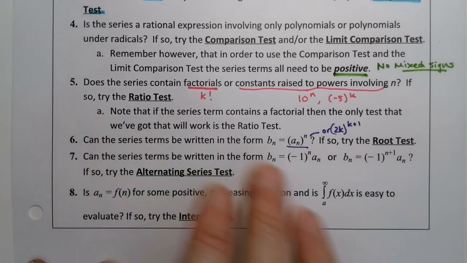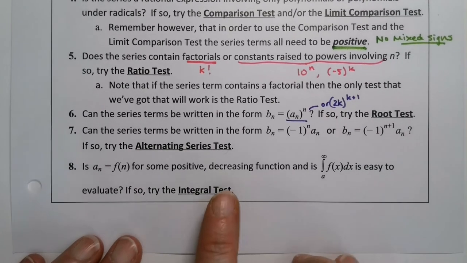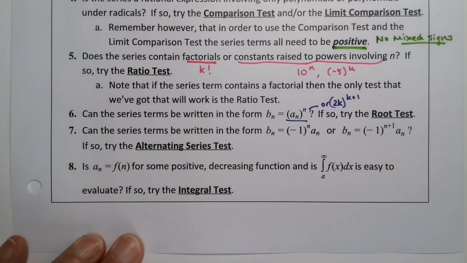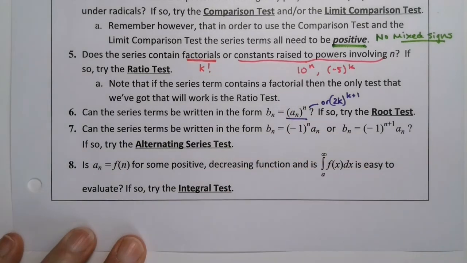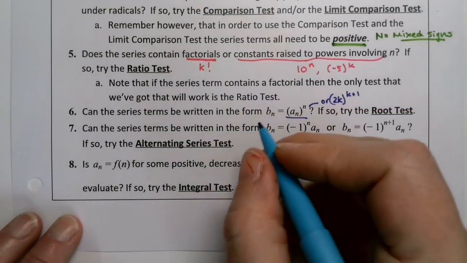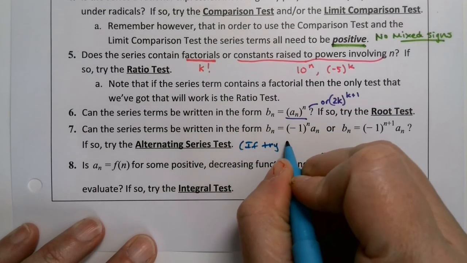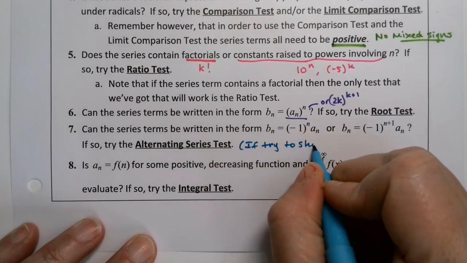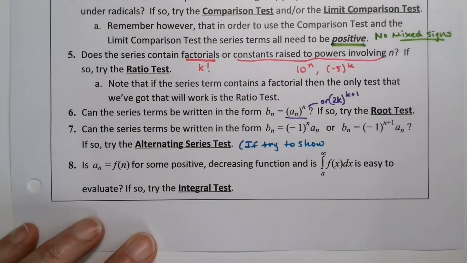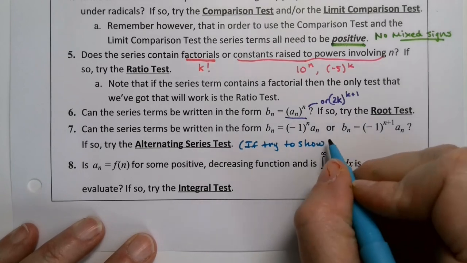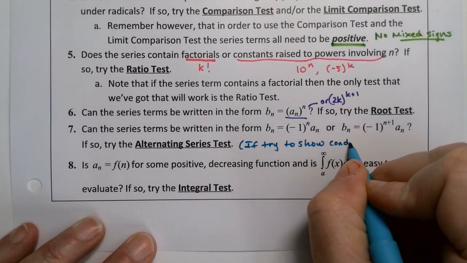If it involves alternating series, you can try the alternating series test if you're not looking for absolute convergence. The alternating series test does not show absolute convergence. So this is if you're trying to show conditional convergence. Usually you try to show absolute convergence first, and if absolute convergence fails, then you go to the alternating series test to show conditional convergence.